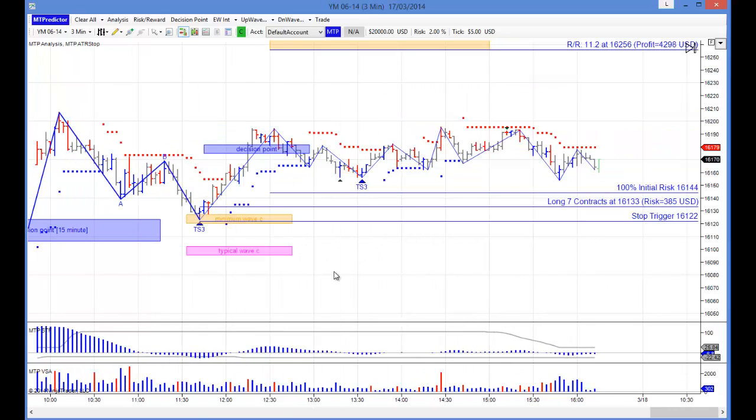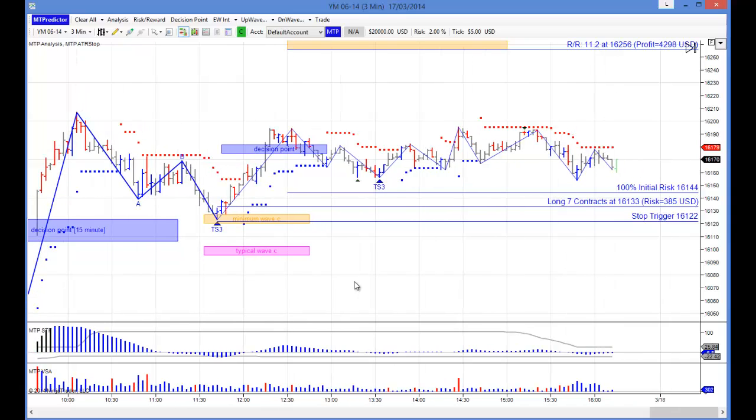But hopefully this has shown you how MTPredictor would have coped with this. In particular, how we'd have been able to have this TS3 buy setup on the ES and the YM. First of all, because our STF color was blue, and secondly, because we'd breached our larger degree 15-minute DP resistance zone, therefore the trend was up. Then how you manage the trade would have been up to you, but as you've seen, if you'd held into the close on both the ES and the YM, you would have had a nice profit.